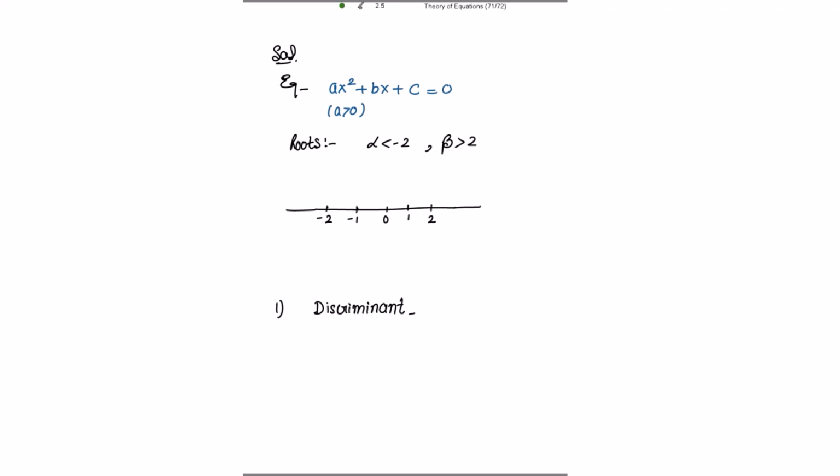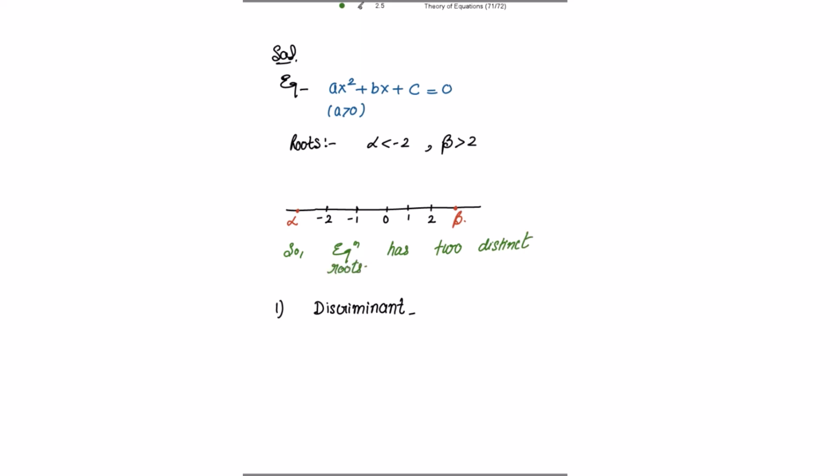In our case, we are having the equation ax²+bx+c equal to 0, where a is strictly positive, and the given roots are with the conditions that alpha is strictly less than -2. So we are having alpha, let's say, about here, and beta is strictly greater than 2. So let's say beta is here, right? Which means the equation has two distinct roots.